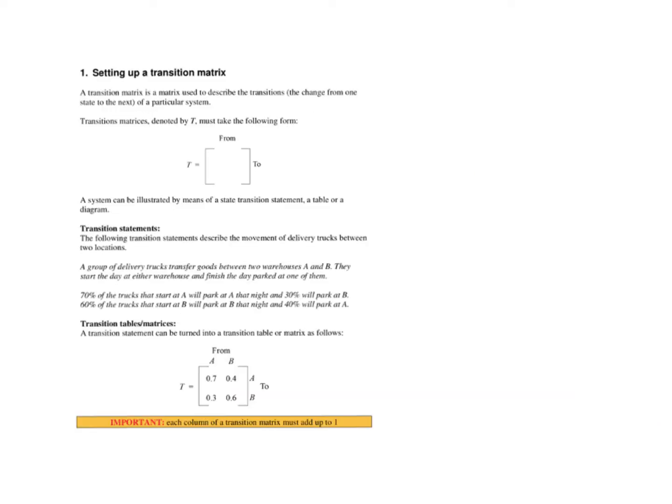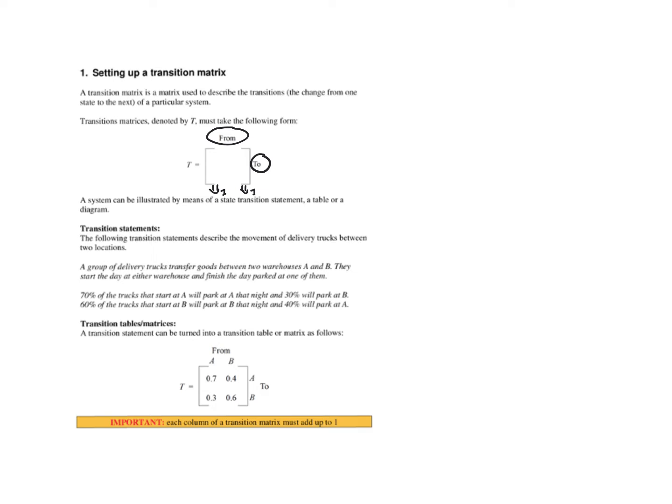Okay, so setting up a transition, you've got to say from this to this. So we're going to say from and to. So we're going to set them up. We want to set it up like this all the time so that the columns will add up to 1. Otherwise, it won't work. Okay, so they'll often give a scenario.